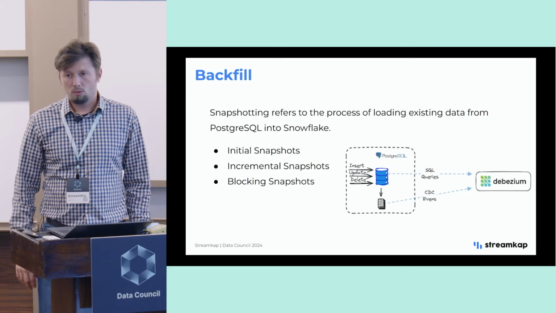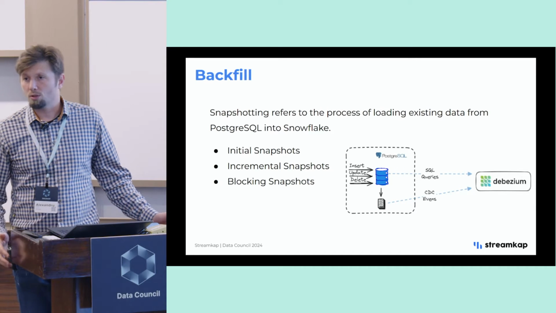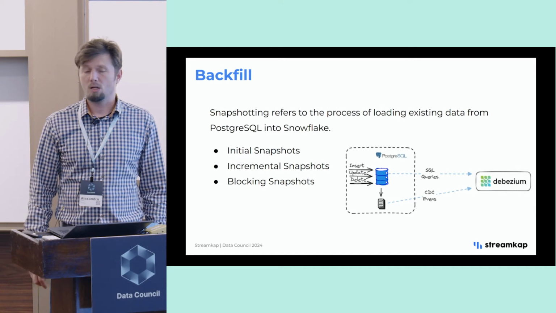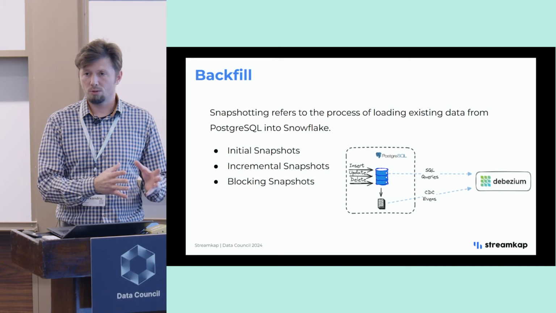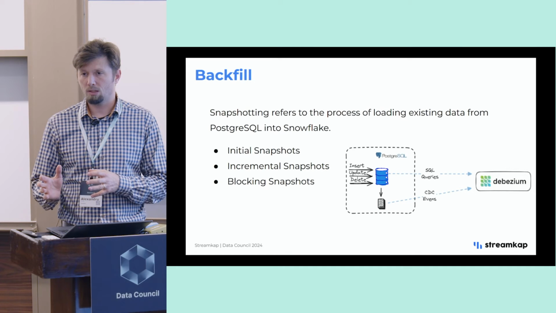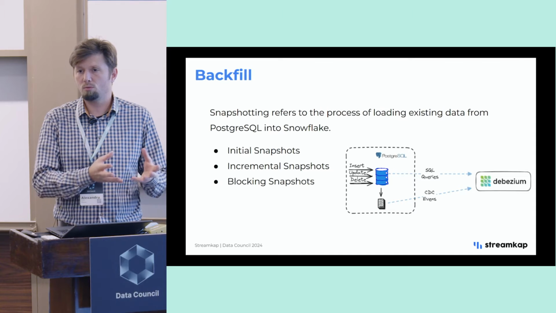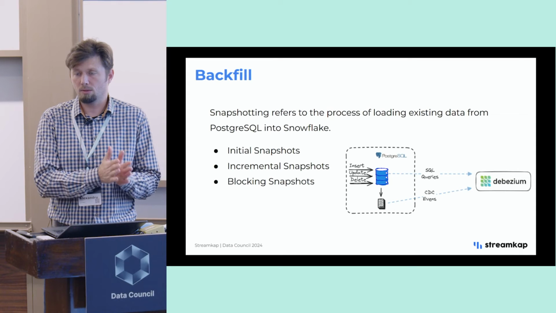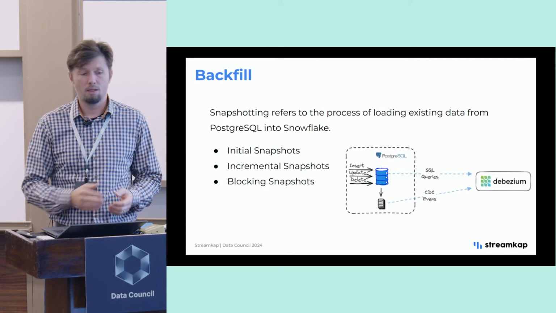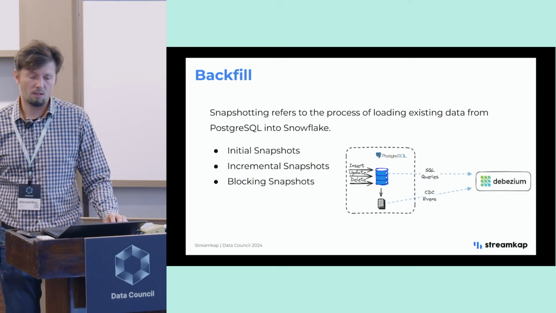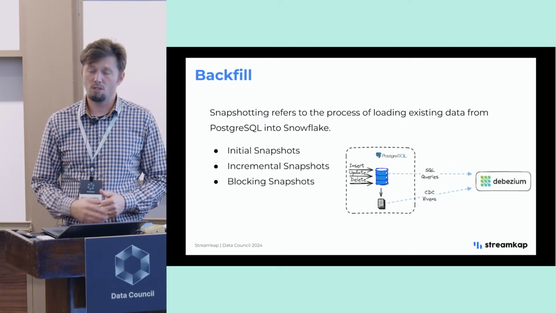So now let's talk about the first challenge, let's call it the backfill. You have the Postgres database and you want to stream the data to Snowflake. But first you have to take the available data and start from a baseline. This is called snapshotting. There are three ways to do it.